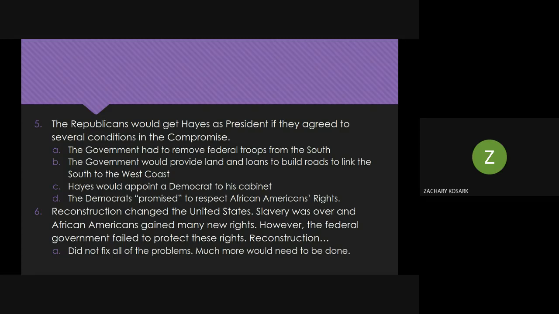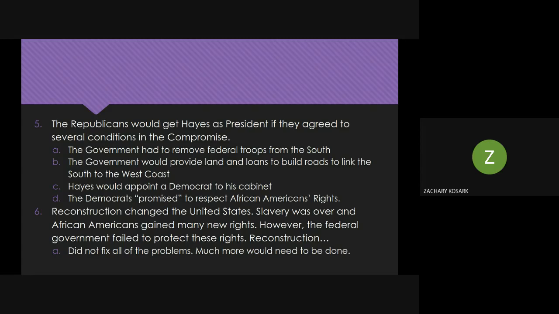The government had to remove federal troops from the South. The government would provide land and loans to build roads to link the South and the West Coast. Hayes would appoint a Democrat to his cabinet, so his group of advisors, like the top people in the government. And the Democrats promised, in quotation marks, I'm doing air quotes, to respect African-American rights.